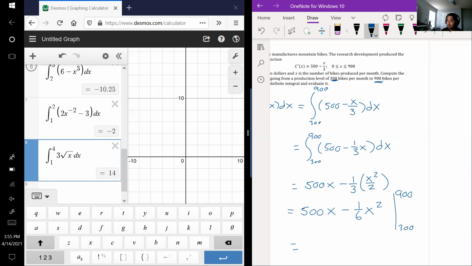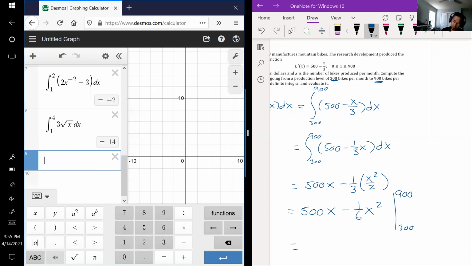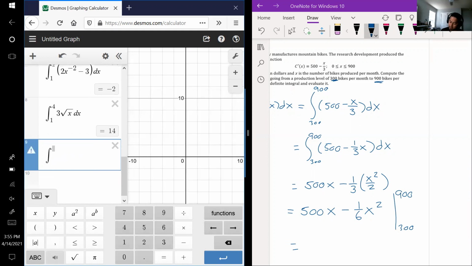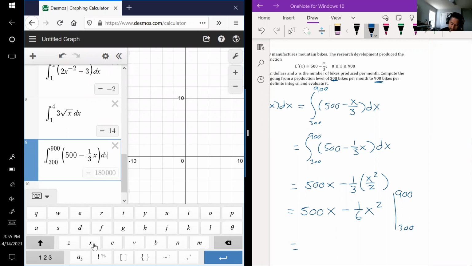And to get that numerical value, well, of course, I'll use Desmos. And we're going from 300 to 900, parentheses, 500 minus, and I can type it in as I wrote it, 1/3 x dx. And we get 180,000.